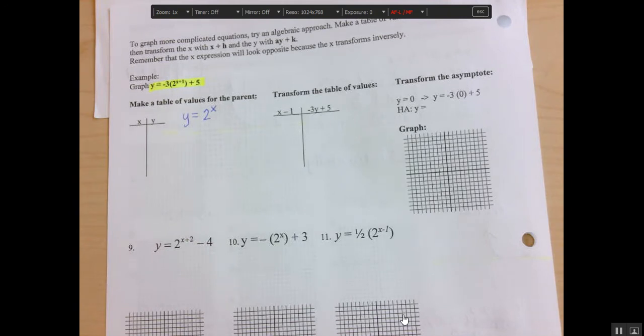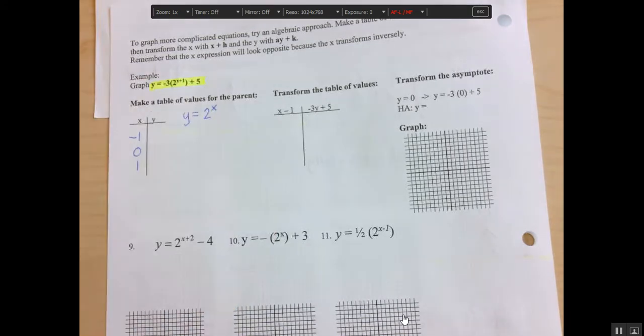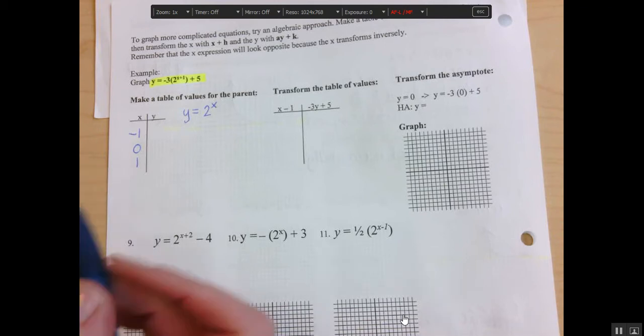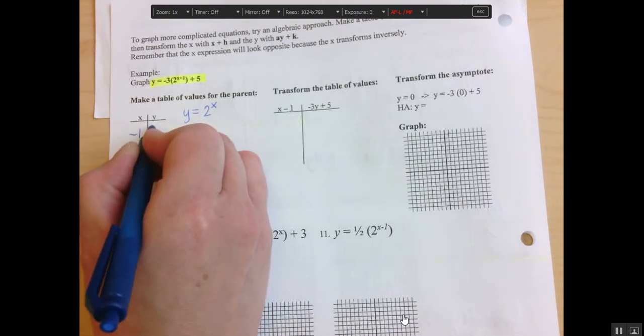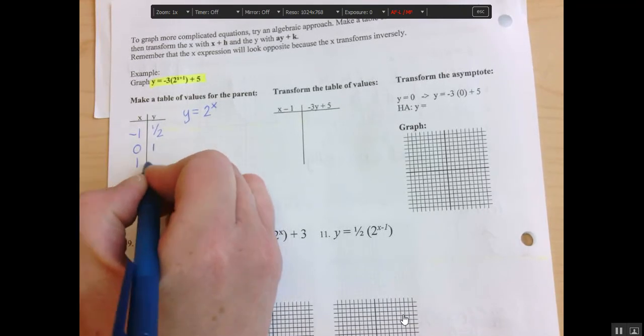And I'm gonna use my points, but if you prefer to use the points that Tara used, that's fine too. My points are negative 1, 0, and 1. Tara liked using 0, 1, and 2. It's up to you which one you use. So 2 to the negative 1 is 1/2. 2 to the 0 is 1, and 2 to the 1 is 2.